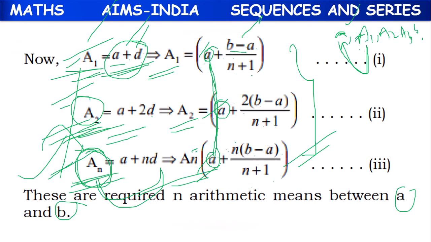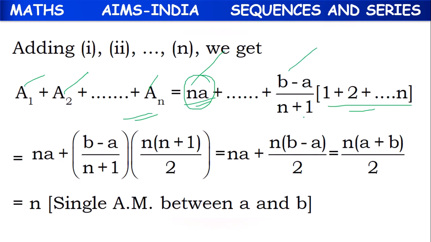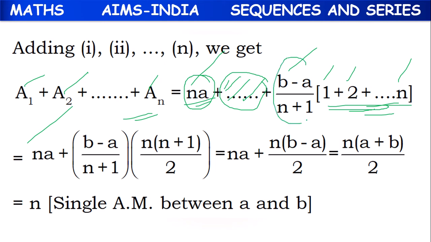And we can take this common, (b minus a) by (n plus 1). If we take this common, here 1 is remaining, here 2 is remaining, next 3, 4, here n is remaining. If you take (b minus a) by (n plus 1) in the brackets, then 1 plus 2 plus up to n will be remaining. So NA we can write here. Next, (b minus a) by (n plus 1) we can take here, 1 plus 2 plus up to n, sum of n natural numbers.